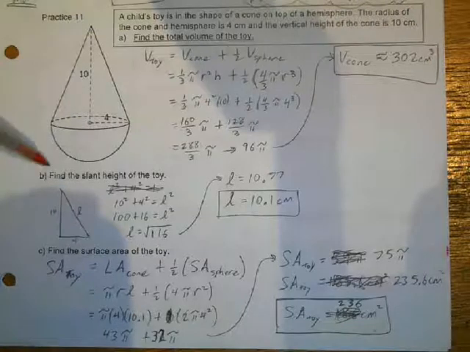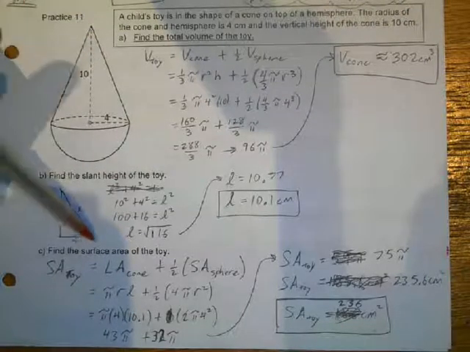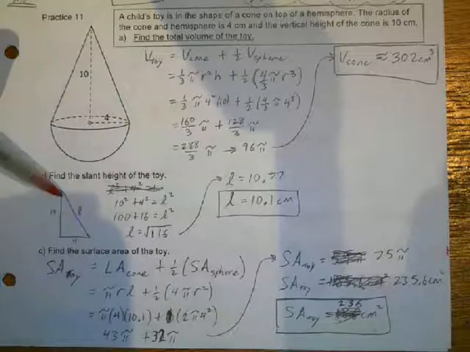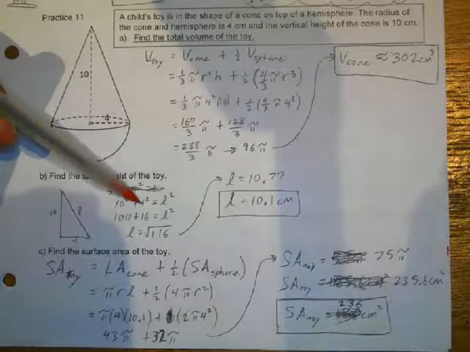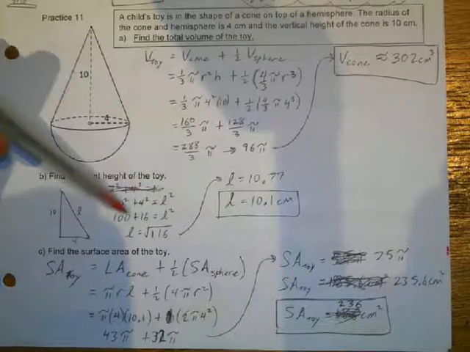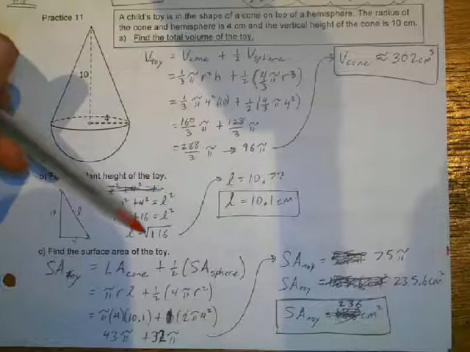Okay, find the slant height of the toy. So I know the height here is 10. I know the radius is 4. For the slant height, we can use Pythagorean Theorem. 10 squared plus 4 squared equals slant height squared. So the slant height is going to be the square root of 116.